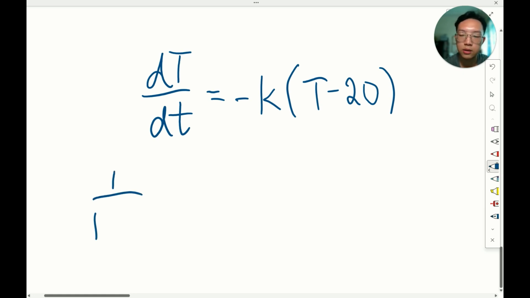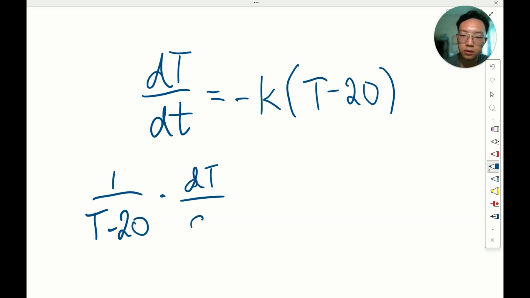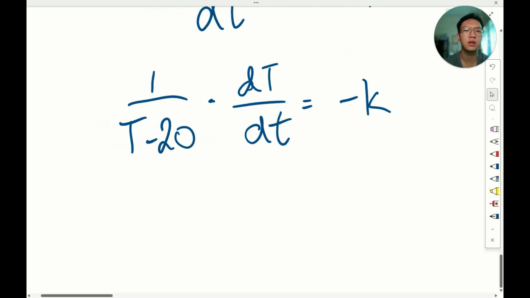Take 1 over T minus 20 multiplied to the dT over dt equals to negative k. So the trick is to follow the variable which is on top of the dT over dt. So in this case, the big T is on top. So that means we will shift all the big T's to the left hand side. Having done this, we are ready to integrate both sides of the equation with respect to small t because it's at the bottom of that dT over dt.